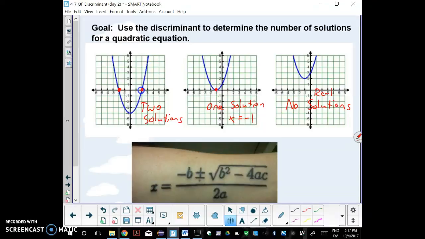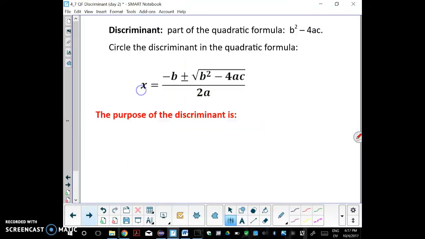Okay, so this is what it looks like graphically, but if we had to do it with the formula, how can we tell which situation it is? Two solutions, one solution, or no solution. Okay, so the way we do this is something called the discriminant, and it basically determines how many solutions we have. The discriminant is just part of the quadratic formula, so I'm going to have you circle it right with me on the sheet, and it's just a number under the check mark.